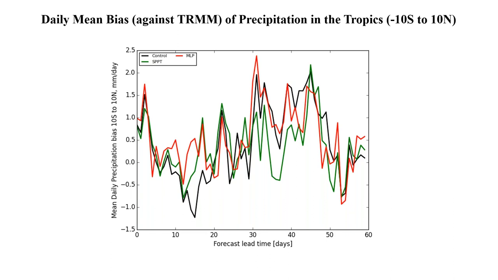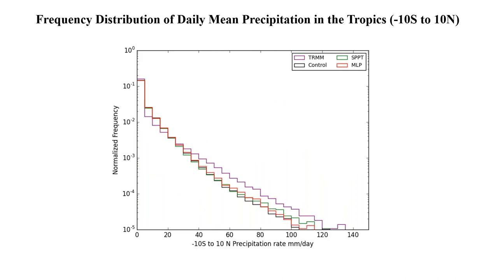To further look at how this can be done, the method can be used to look at a subseasonal forecast. This is a single realization of MLP compared with SPPT and the control, in terms of the day simulation, at the same resolution I showed for the ensemble. You can see that the daily mean bias of precipitation in the tropics has similar characteristics as SPPT. So the conclusion is that it's comparable with SPPT.